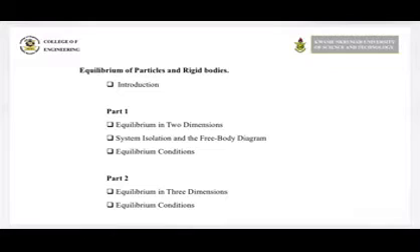Lesson outline. At the end of the lesson, you should be able to understand equilibrium in terms of all the equilibrium conditions. You should be able to draw free body diagrams in 2 dimensions and in 3 dimensions. And finally, you should be able to calculate for the unknown forces.